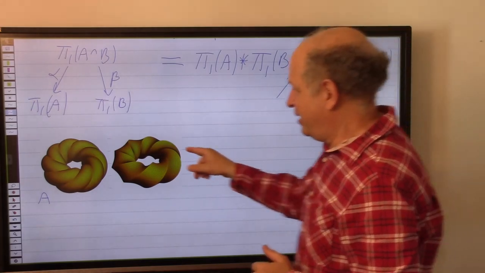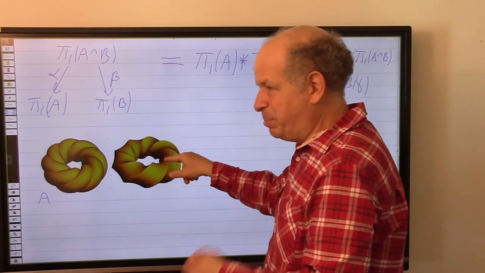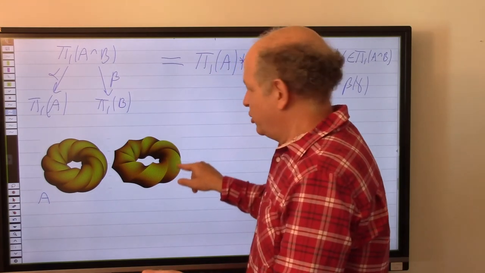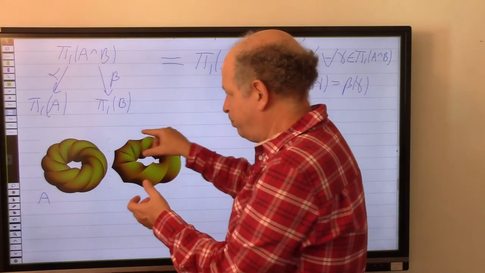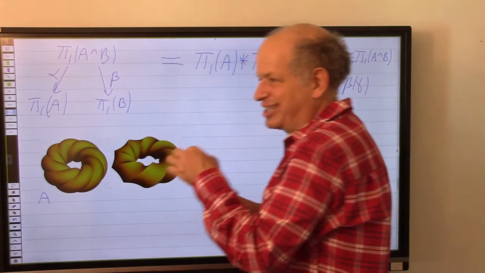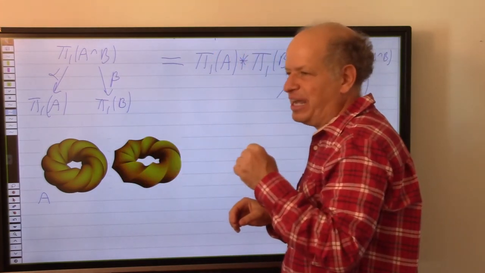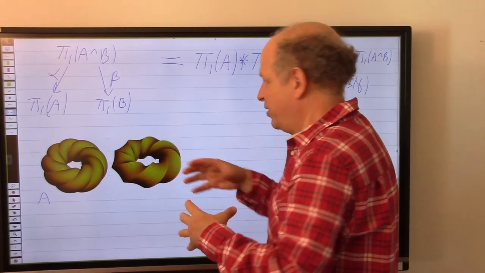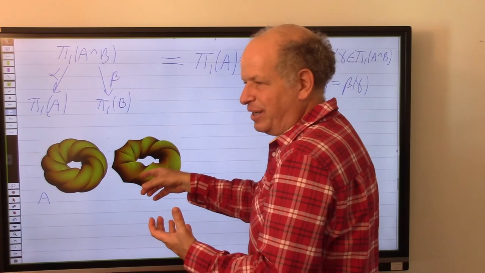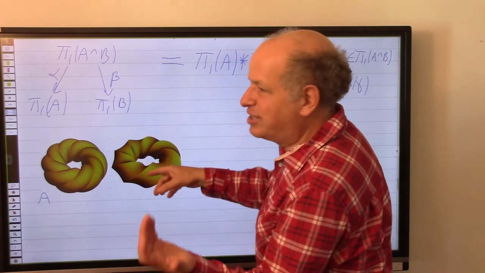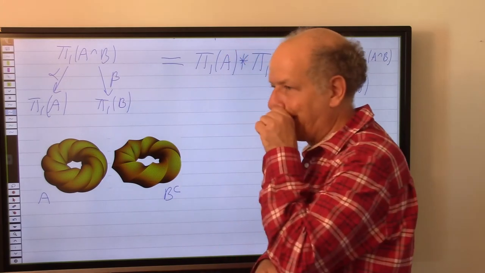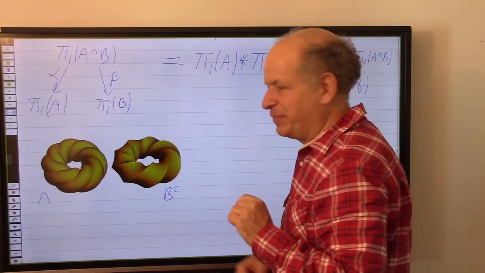And the picture here is not B. The picture here is the complement of B. So now put the same membrane around the torus knot and slurp out some air, so it shrinks inside, and B is the outside of this. So this is a picture of the complement of B. Okay?